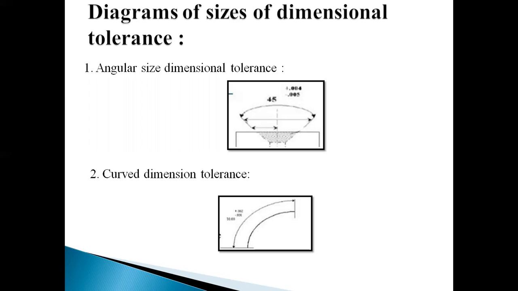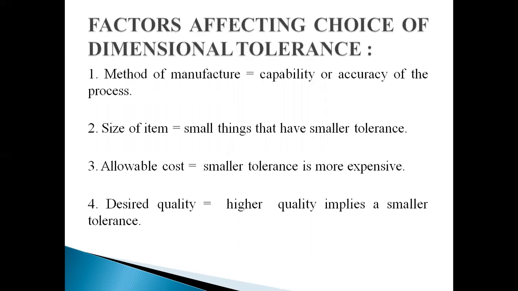Next are the factors affecting choice of dimension tolerance. First, method of manufacture equals capability or accuracy of process. It means manufacturing a product depends upon the capability and accuracy of a process or dimension tolerance. Second, size of part. Small things have smaller tolerance. It means it depends upon the smaller size of the product.